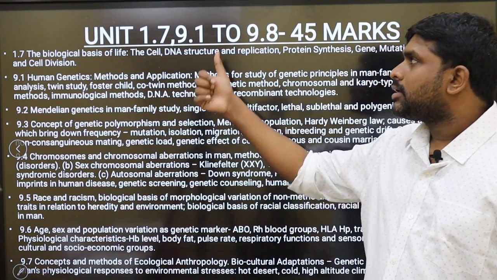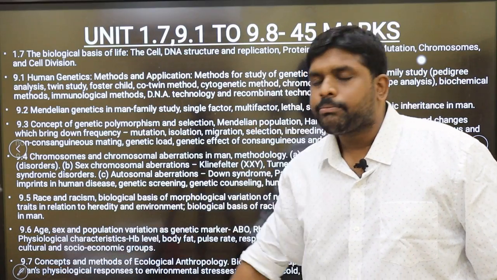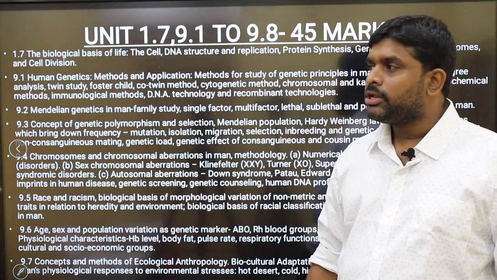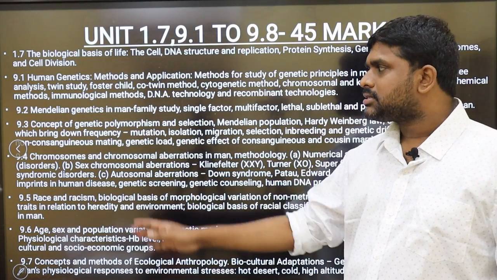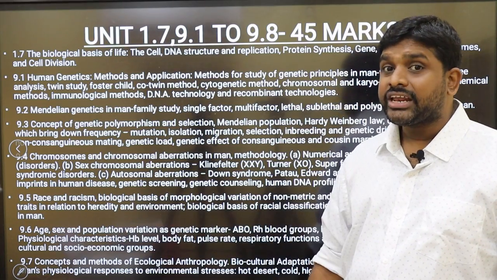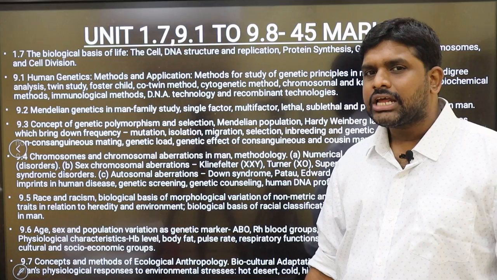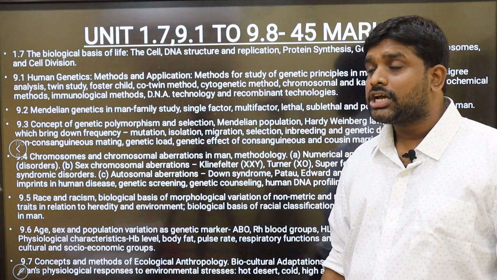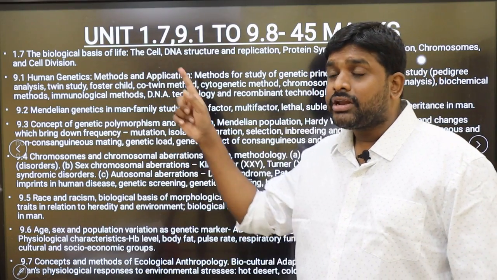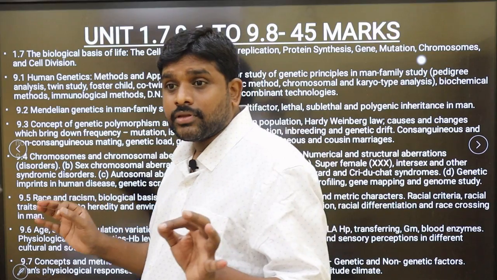Then the 9th unit, physical anthropology. 1.7 of paper 1, and 9.1 to 9.8. 1.7 biological basis of life, 9.1 human genetics, 9.2 Mendelian genetics, 9.3 genetic polymorphism, 9.4 diseases, 9.5 race and racism, 9.6 genetic markers, 9.7 ecological anthropology, 9.8 epidemiological anthropology. This 9th unit and 1.7 together, 1.7 and 9.1 to 9.8 together, 45 marks.